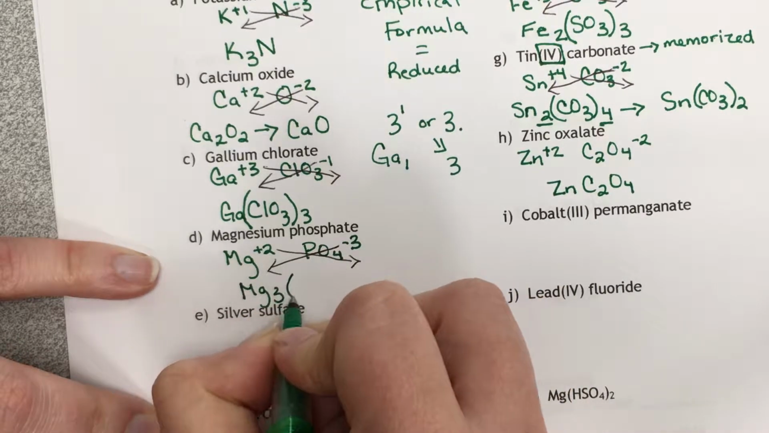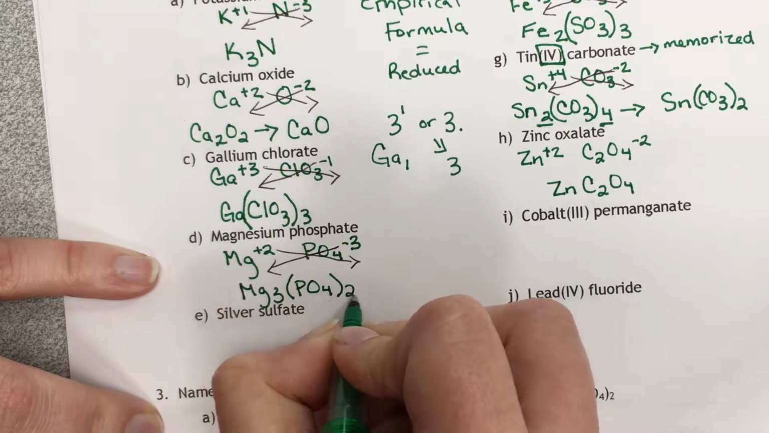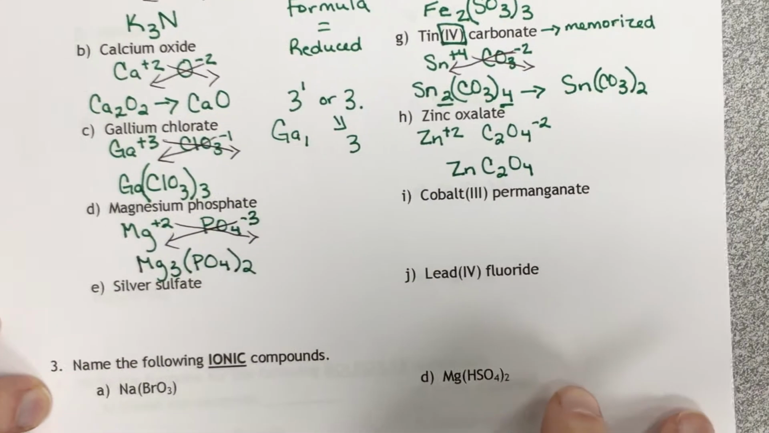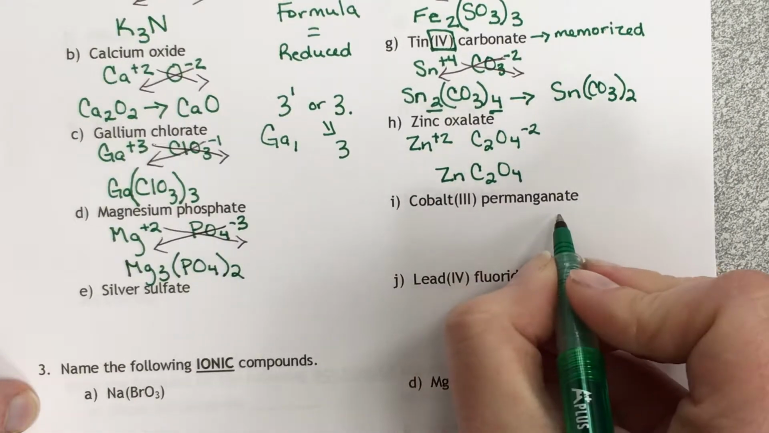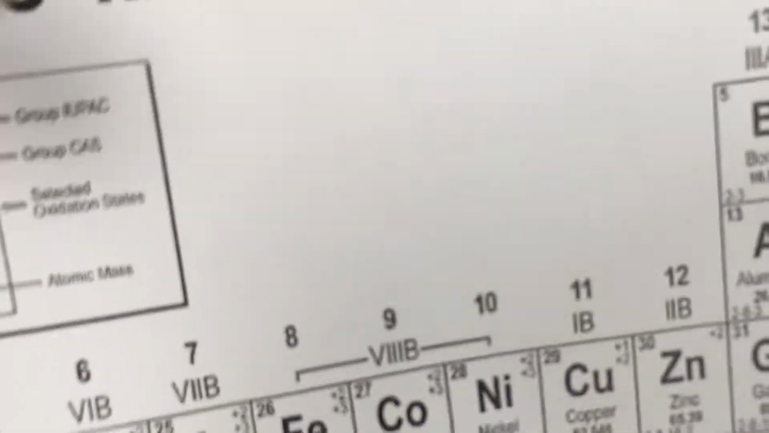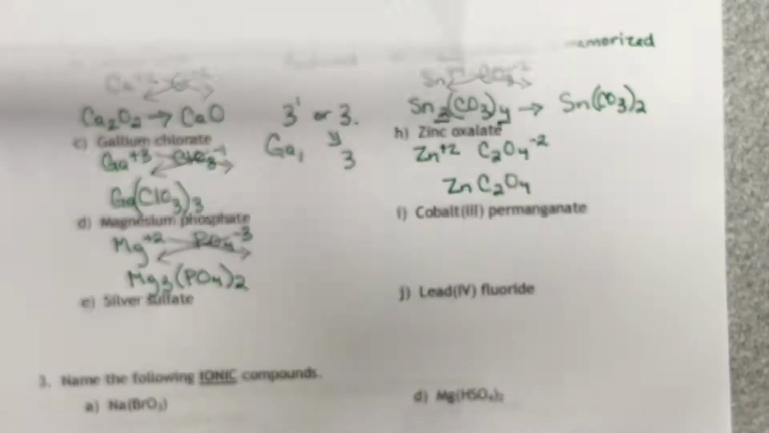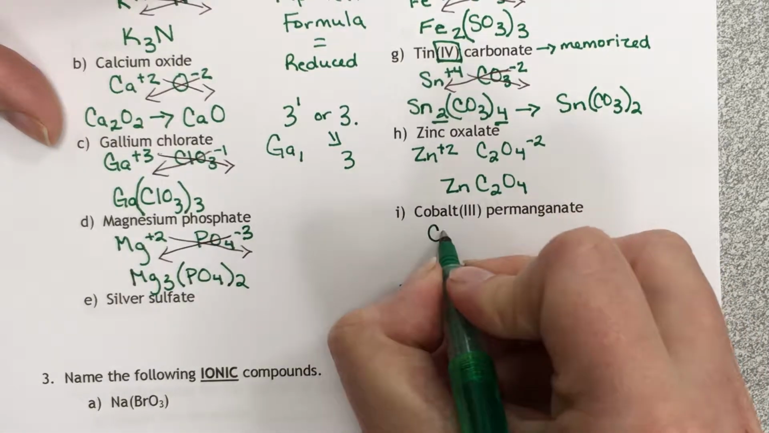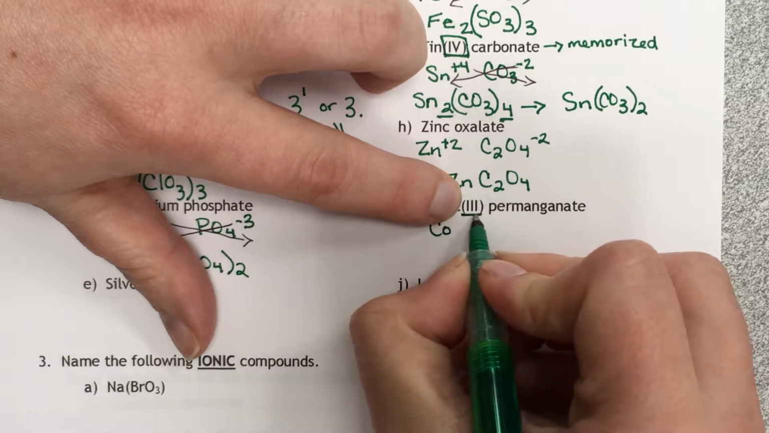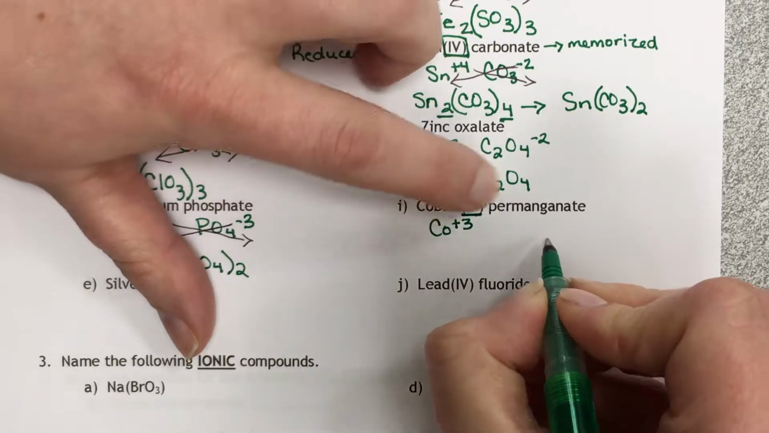Then we have, I already know I have more than one of them, so PO4 with a 2. That's it, okay? Cobalt 3 permanganate. So cobalt is a transition metal. It's also one that has more than one charge. If you'll see, cobalt is here. It can be +2 or +3. So cobalt, Co, this Roman numeral indicates which of those charges we see. So it's a +3, okay?